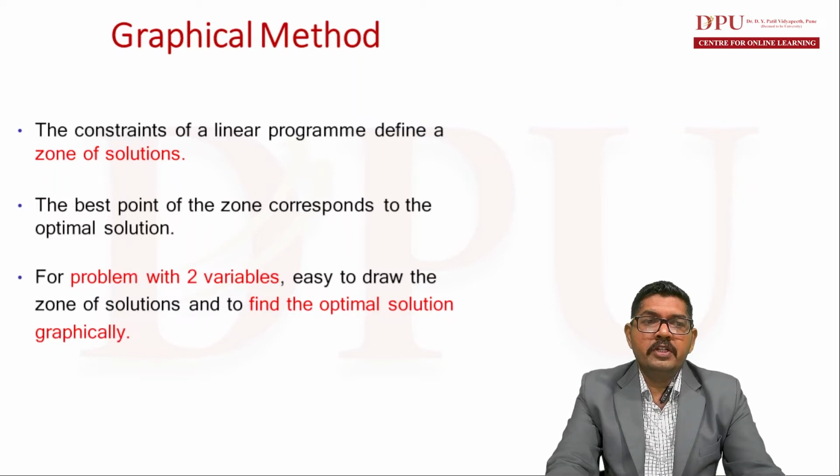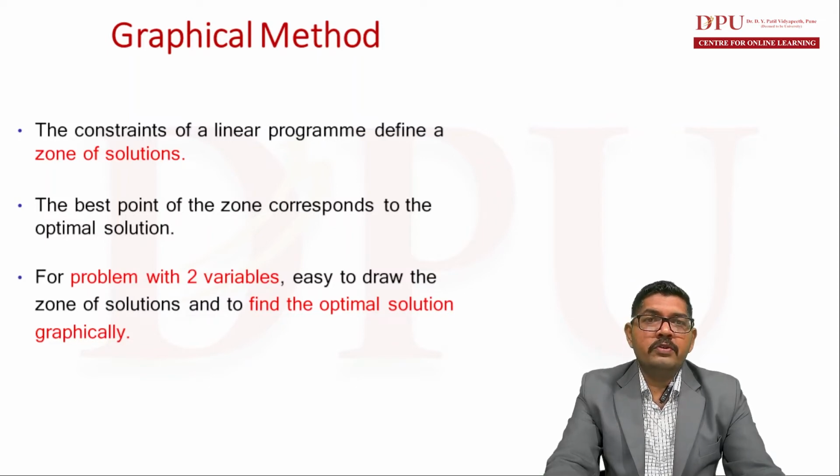So the best point of the zone corresponds to the optimal solution. There can be many feasible solutions which satisfy our criteria of limitation of factors, the constraints. But not all the feasible solutions are optimal, and therefore we have to find the best point in the zone of solution, and that will be called the optimal solution. For a problem with two variables, it is easy to draw the zone of solution and find the optimal solution graphically. When there are only two decision variables, we can use the coordinate axes, the x-axis and y-axis, to find the solution by graphical method.